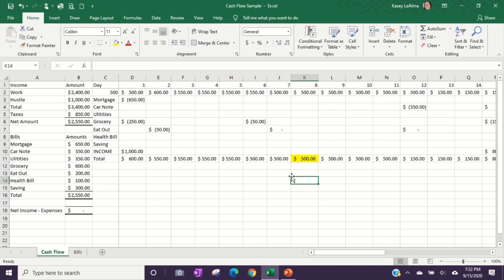I would love to hear your questions on this. If you have any questions, I am not a certified financial planner, I am just using this for my own budgeting purposes. And this I thought might help some of you guys out there with your budgeting and keeping your family afloat.